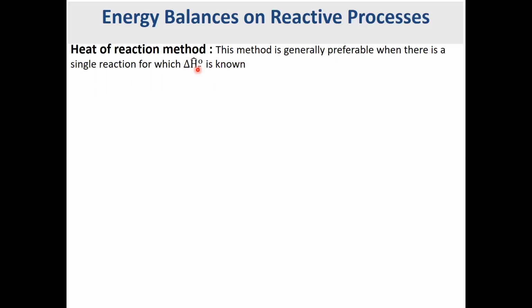Sometimes it's not easy to calculate because the temperature of the inlet and outlet is not 25 degrees. We know we can calculate the standard heat of reaction only for 25 degrees. For other temperatures, it's not easy to calculate. So if a standard heat of reaction is known, and if we just have one reaction in the process, it's better to select heat of reaction method.